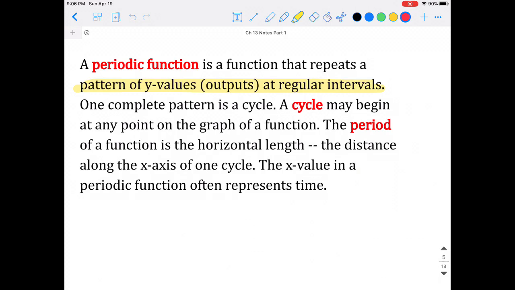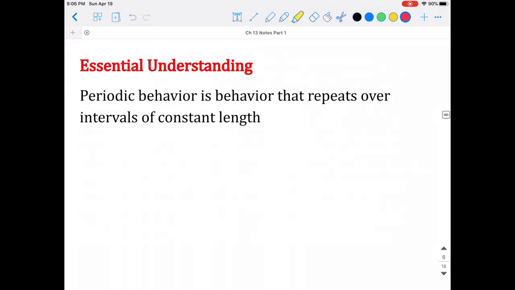One complete pattern is a cycle. A cycle may begin at any point on the graph of a function. The period of a function is the horizontal length, or the distance along the x-axis, of one cycle. So your period is just the length of one complete cycle. And the x value in a periodic function often represents time. Essential understanding for this section: periodic behavior is behavior that repeats over intervals of constant length.